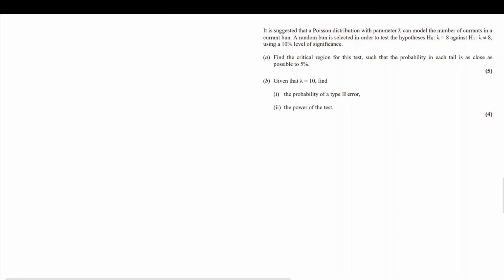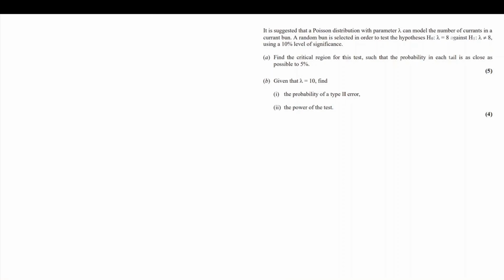In this question, we're told that it is suggested that a Poisson distribution with parameter lambda can model the number of currants in a currant bun. Currants are like raisins, so this is like a raisin bun. A random bun is selected in order to test the hypothesis H0: lambda equals 8, as we thought, and H1: lambda is not equal to 8. And we've been tasked with using the 10% level of significance.